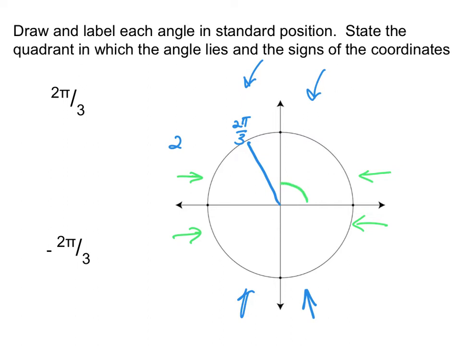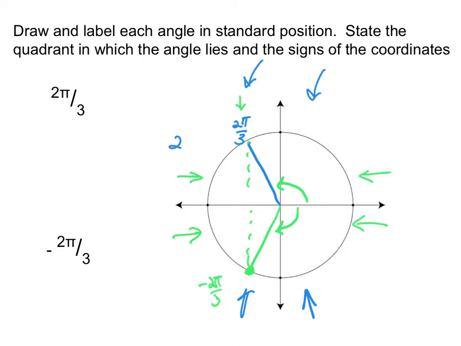But if we take a look at the negative 2 pi over 3, there's two ways we can come up with this. We can either come up with the positive 2 pi over 3 right here, and then just flip it across the x-axis. So if we flipped it across the x-axis, we would then be here. So negative 2 pi over 3 is going the same distance, but going backwards. So this is negative 2 pi over 3.